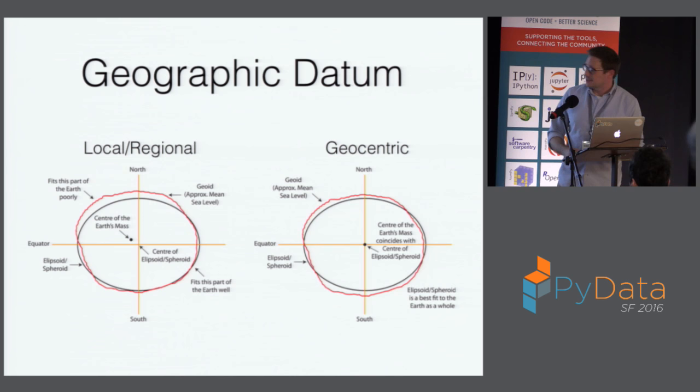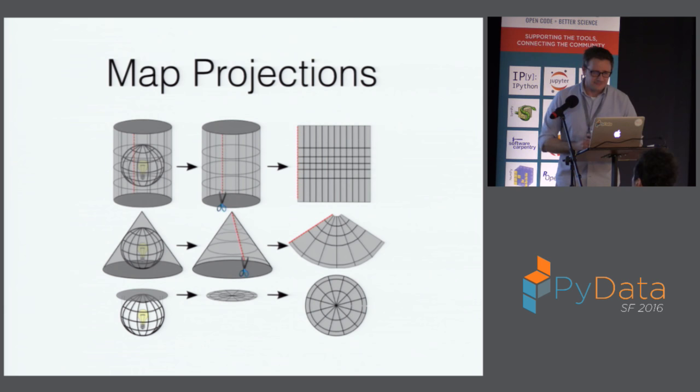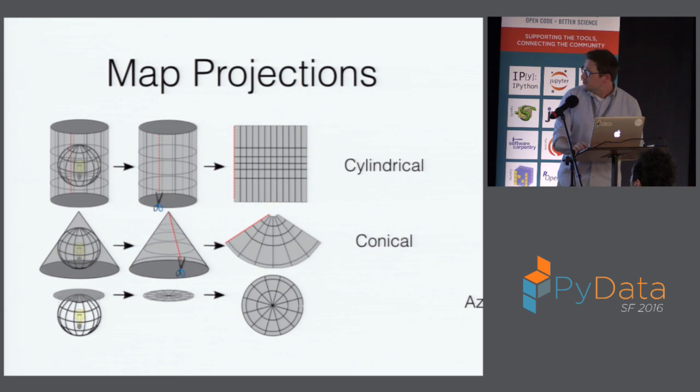So now you have the first piece of the puzzle, right? You have basically where the 3D coordinates come from, and now you need to turn those into 2D coordinates. And you do that using map projections, which we mentioned. And there are three basic types of map projections: cylindrical, conical, and azimuthal.